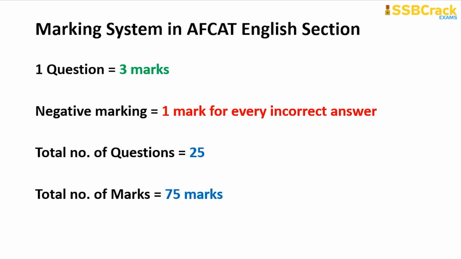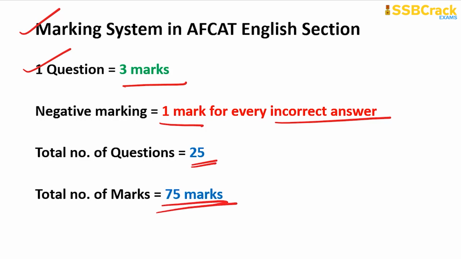So let's start first of all with the marking scheme of the AFCAT English section, because you need to know how much marks a question carries in order to understand how much marks you need to score. So here it is. One question in AFCAT English section carries 3 marks. So if you answer any question correctly, you'll get 3 marks. However, there is a provision of negative marking also. So if you incorrectly answer any question, you will get 1 mark deducted for every incorrect answer. The total number of questions in English section in AFCAT are 25, carrying a total of 75 marks. Right? So the English section in AFCAT carries a total of 75 marks and 25 questions.